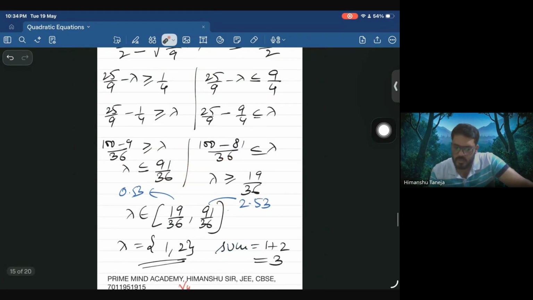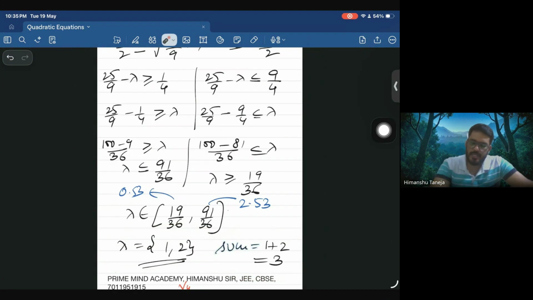So talking about the set of real numbers, lambda lies between 19 over 36, that is approximately 0.53, and 91 over 36, that is approximately 2.53. So if I talk about the integral values of lambda as asked by the question, lambda belongs to 1 and 2, and the sum of the values becomes equal to 3.